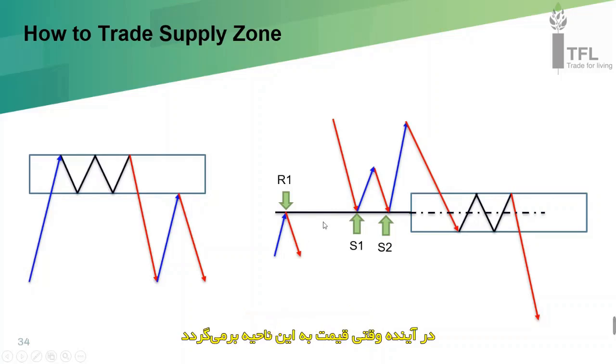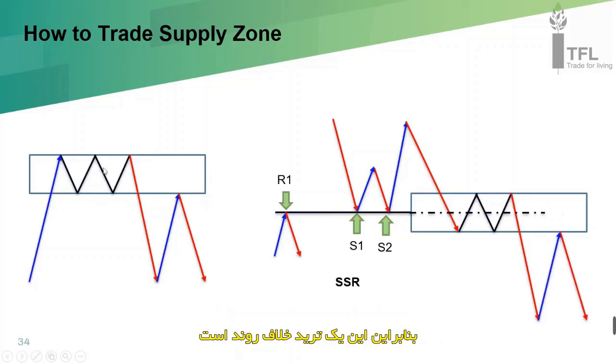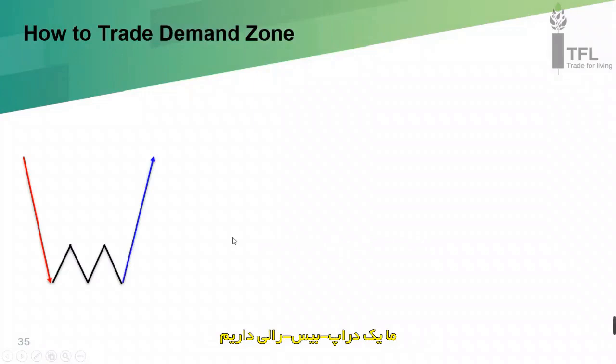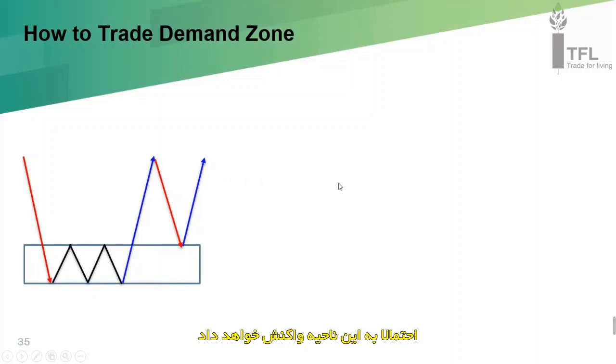When the price comes back to this area in the future, the price will likely drop as a continuation trade. So this will be a reversal trade, and this will be a continuation trade. Similar for the demand zone: we have the drop, base, and rally. So we have our demand zone over here. When the price comes back in the future, it will likely bounce from this demand zone.